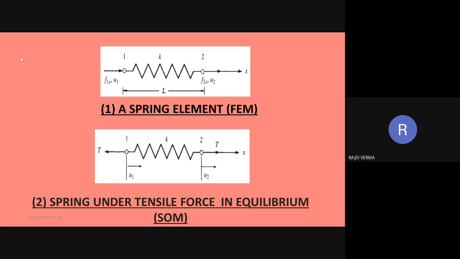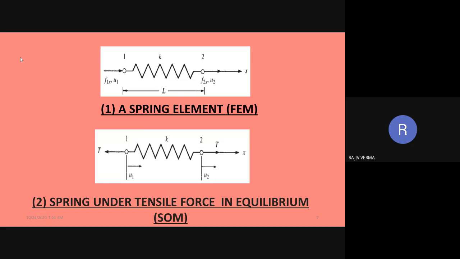But if you observe the two diagrams for the forces, you will notice that at node number 2, the force is acting towards the right, and the tension T is also acting towards the right. But when you see the forces acting at node number 1, in the FEM approach, the force is acting towards the right at node number 1.